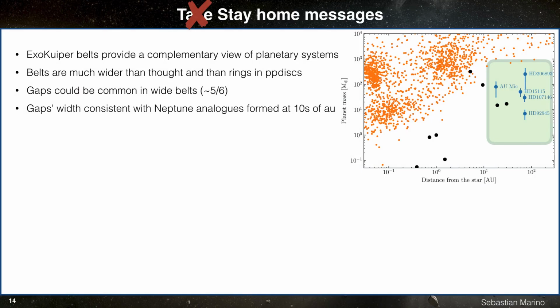So to summarize in some take-home messages, I tried to convince you that exoKuiper belts provide a complementary view of planetary systems. ExoKuiper belts are much wider than we thought in the past, and than rings in protoplanetary disks. It seems that gaps are common also in wide exoKuiper belts. The width of these gaps is consistent with Neptune analogues formed at tens of AU.